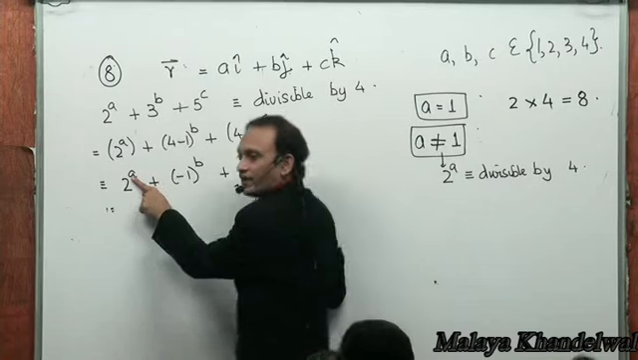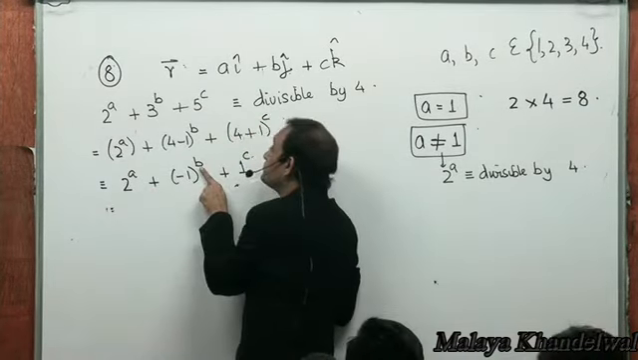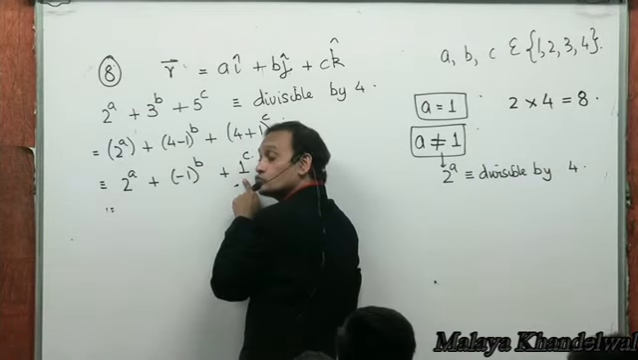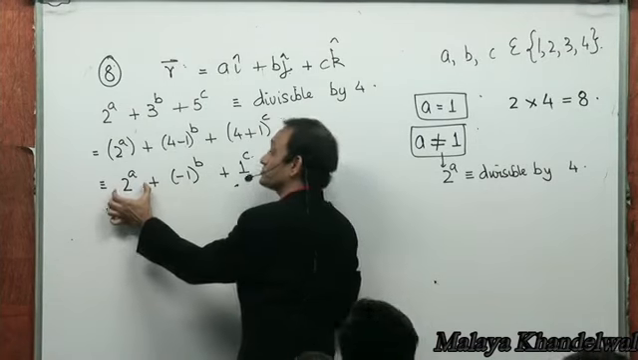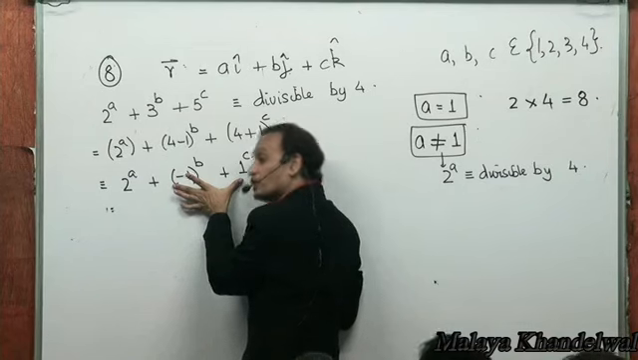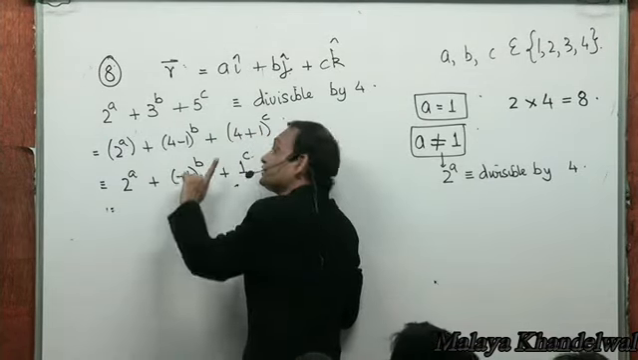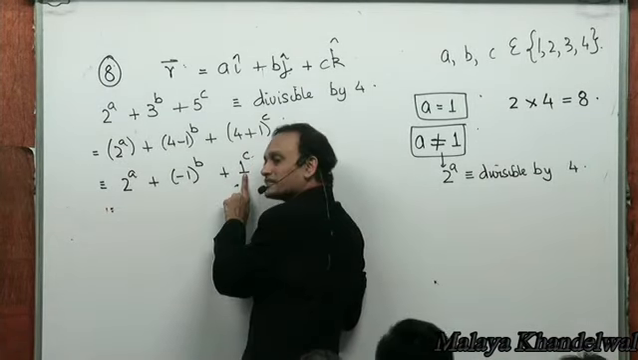If A is greater than 1, this is divisible by 4. And if B is even, this becomes 2, which is not good. Then this number will not be divisible by 4, because this part will be divisible by 4 and this will leave a remainder 2 on dividing by 4. So B cannot be even. B therefore must be odd, because if B is odd, this will become -1 plus 1.